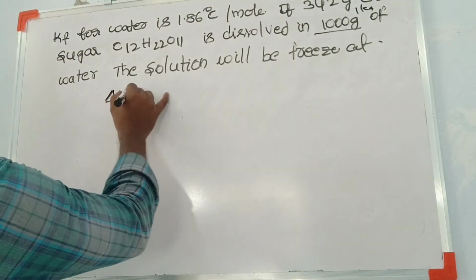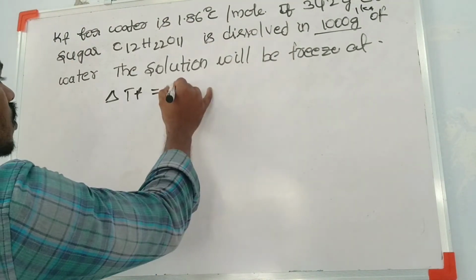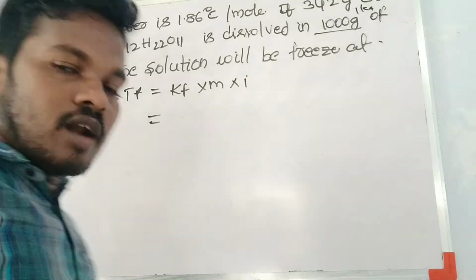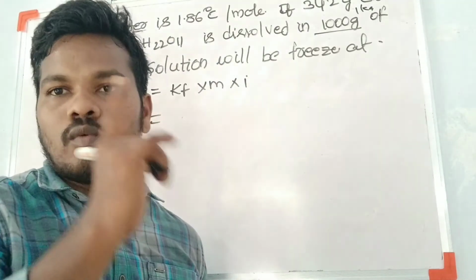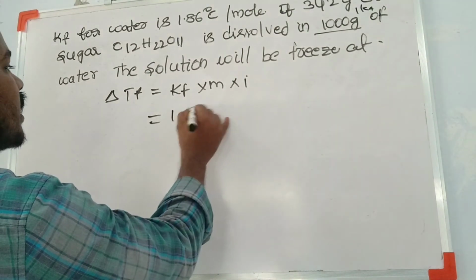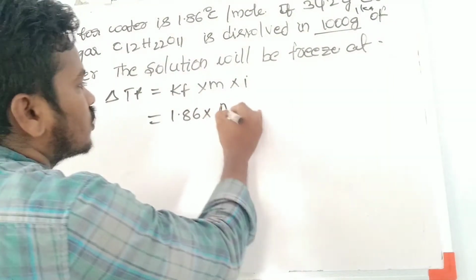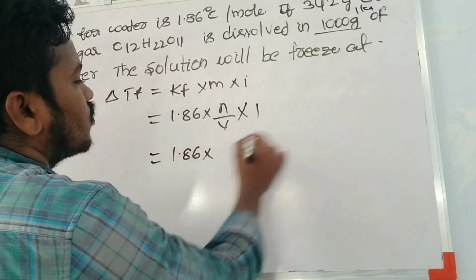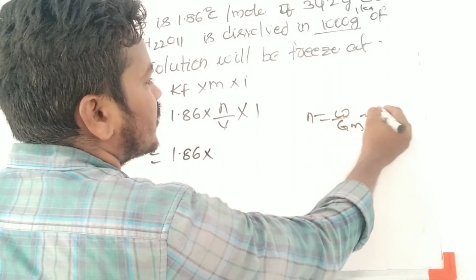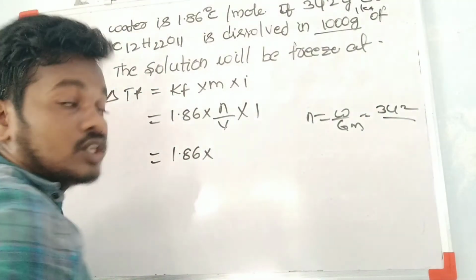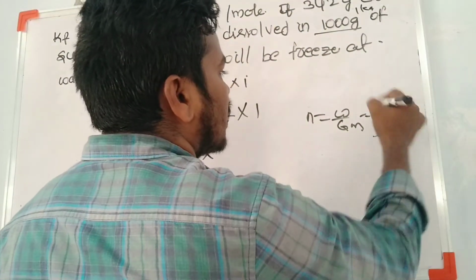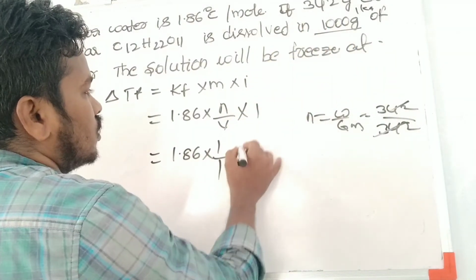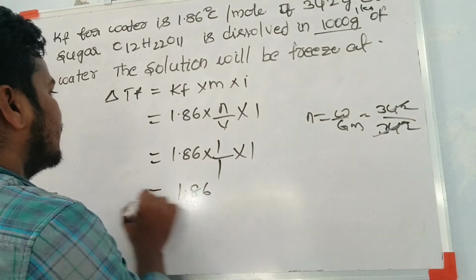Here you can see the formula: delta Tf is equal to Kf into m into i. i is nothing but the van't Hoff factor. Cane sugar will not produce any ions, so the van't Hoff factor is 1. Kf is 1.86, into molality, which is the number of moles per kg of solvent, into i, which is 1. The number of moles is weight by gram molecular weight. Weight is 342, and the gram molecular weight of cane sugar is also 342. So the number of moles is 1, and 1000 grams is 1 kg, so into 1. So delta Tf is equal to 1.86.